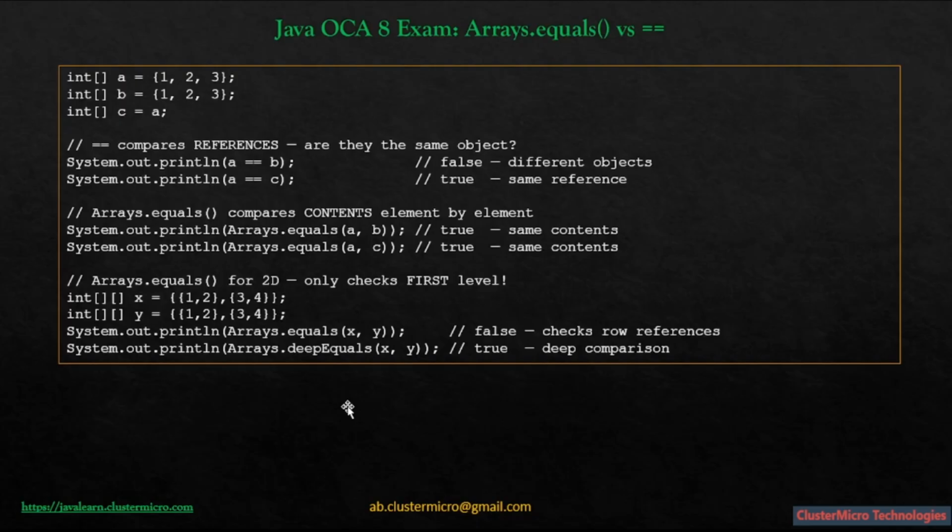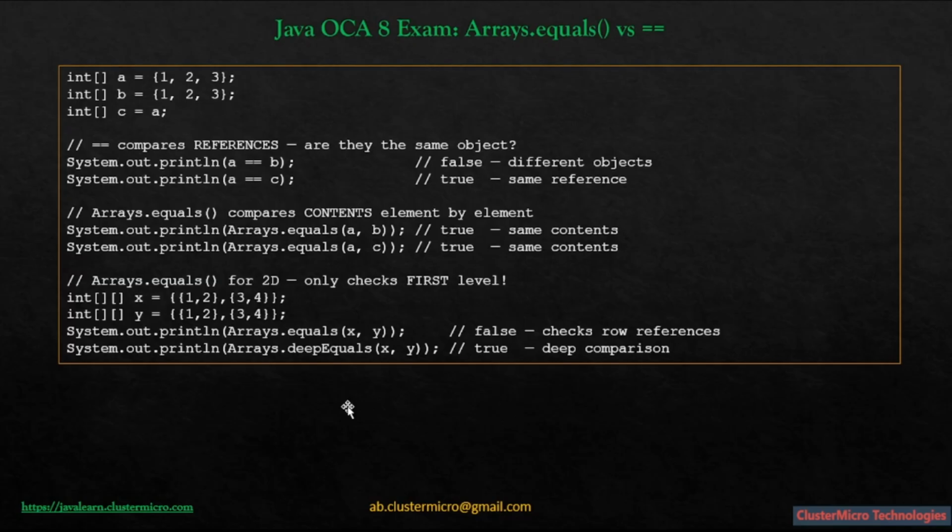So == returns false. To compare the contents of arrays, you should use Arrays.equals. This method checks the arrays element by element and returns true if all corresponding elements match. There is an important detail when working with multi-dimensional arrays. If you use Arrays.equals on a 2D array, it compares only the first level of the array, which means it compares references of the row arrays.